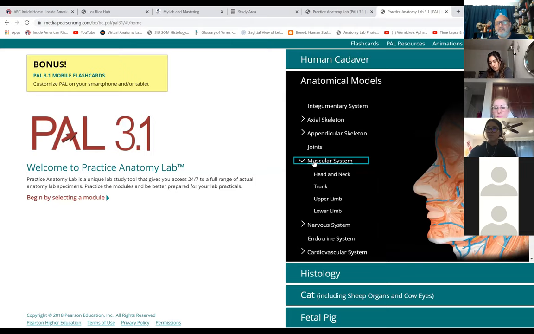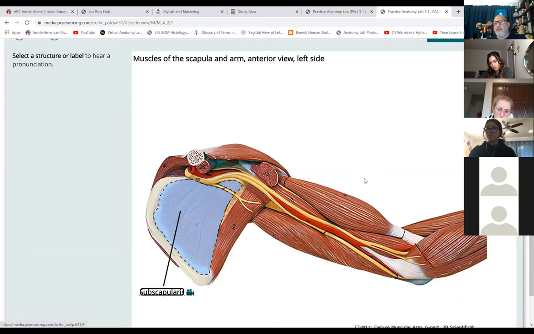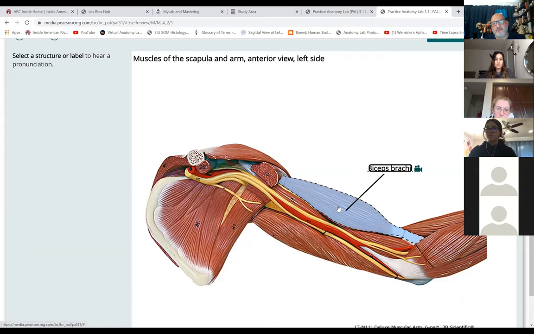muscular system, upper limb. Notice now we see models just like we have in the classroom, just like the models you'd be responsible for. And notice, lo and behold, there on the arm is that biceps brachii we've been talking about.